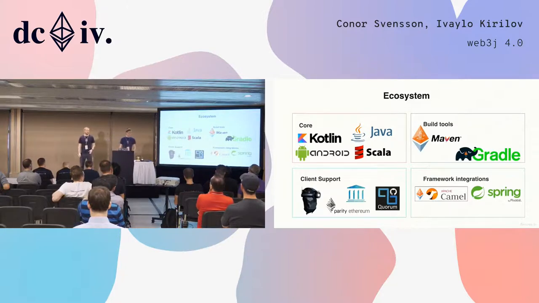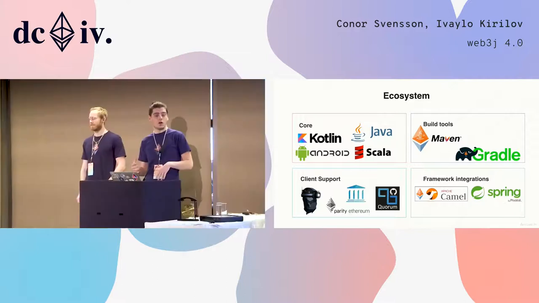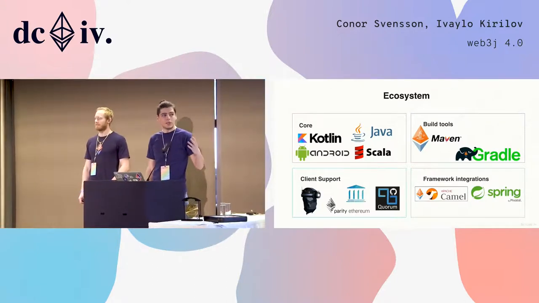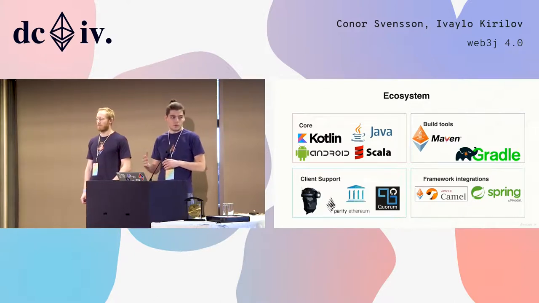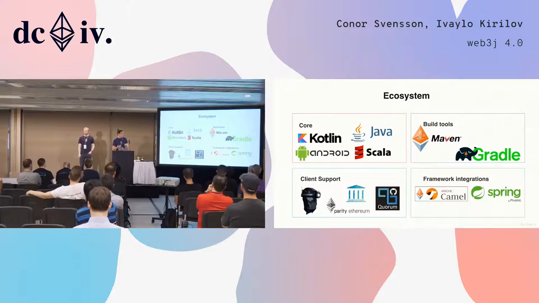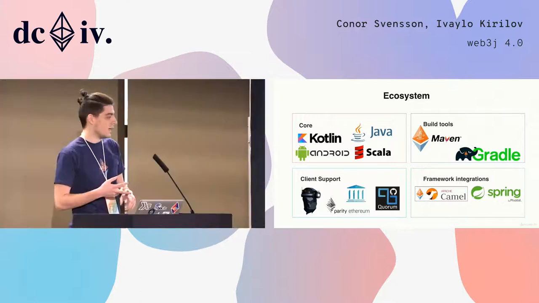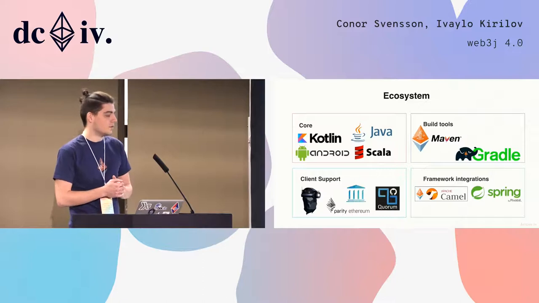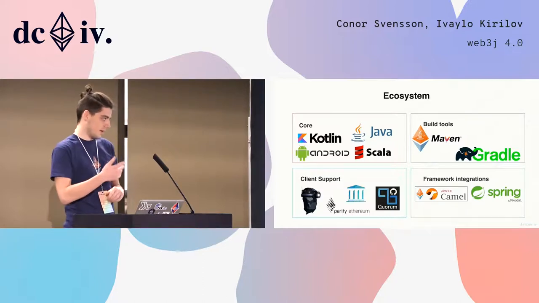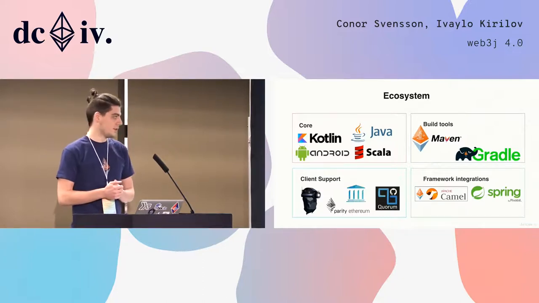Cool. Yeah, so the Web3j ecosystem has many components with it. The core Web3j is written in Java, so it's compatible with Kotlin, Scala, and Android as well. We've got build tools, Maven and Gradle, so you can generate your smart contract wrappers within your build pipeline. We support the Quorum client, Parity, and Geth clients as well, and the recently announced Pantheon client from ConsenSys. And we've got some framework integrations with Spring to easily create RESTful APIs and Apache Camel for your enterprise applications.